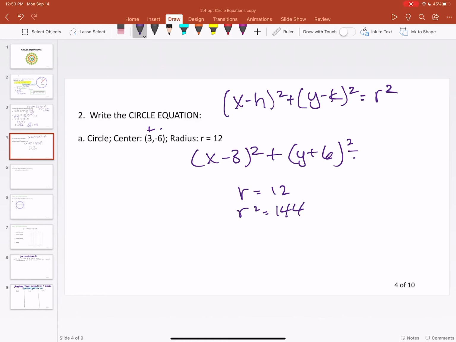So these should be fairly simple problems that you see when asked to identify the center and radius, and asked to go the other way when plugging the center and radius into the equation.